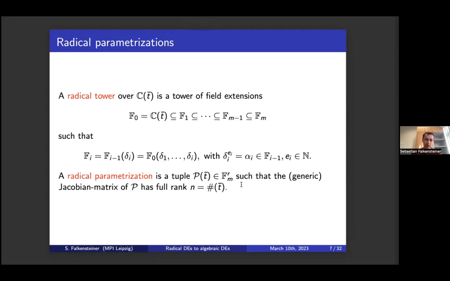And as I said, a parametrization has to be a zero of the defining polynomials, and the Jacobian has to have full rank. So the rank of the Jacobian matrix has to be equal to the number of parameters.